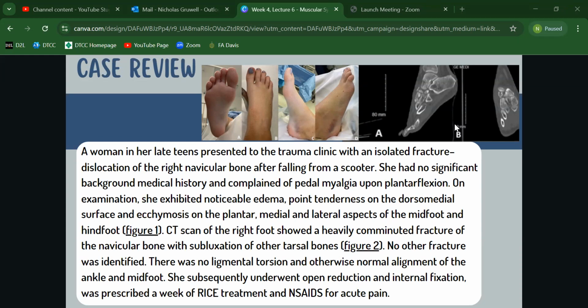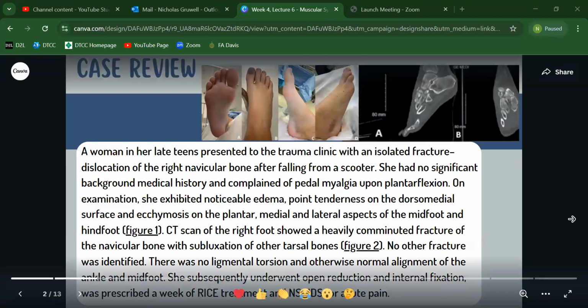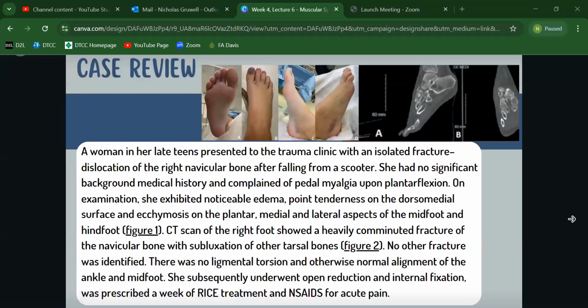With subluxation of other tarsal bones. No other fracture was identified. There was no ligamental torsion and otherwise normal alignment of the ankle and midfoot. She subsequently underwent open reduction and internal fixation and was prescribed a week of RICE treatment and NSAIDs for acute pain.